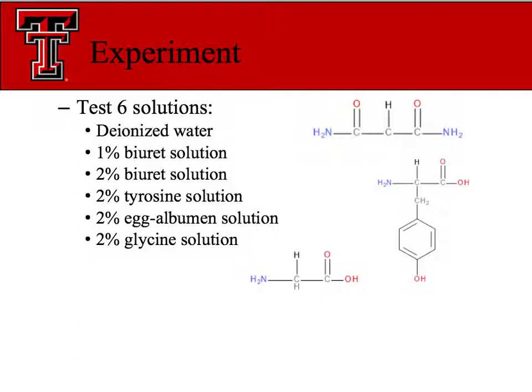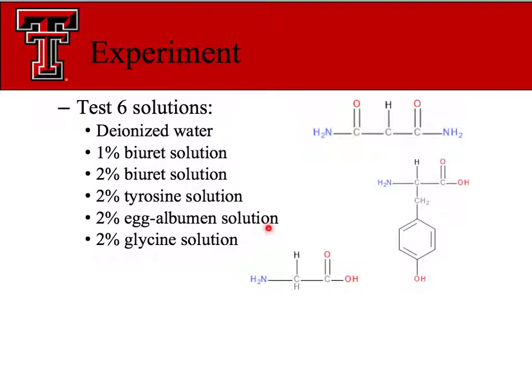So we'll be testing 6 solutions, and we'll obviously have water as a control. We'll have a biuret solution. Here's biuret. Biuret is a specific solution that we will be testing later on. We'll have tyrosine right here, and we'll also have glycine. And it says egg albumin.